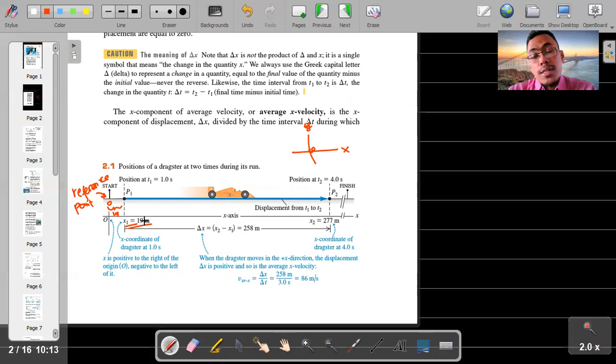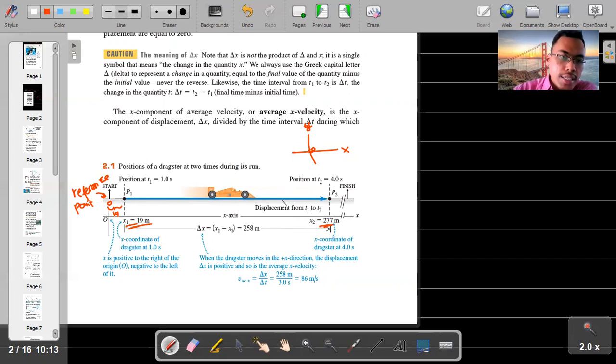The value of 19 meters can be measured from the reference point to P1. So x1 is 19 meters. Then the car moves to the second location, which is P2. The displacement between P2 and the reference point, or the start line, is 277 meters. So this is x2, or the last point.